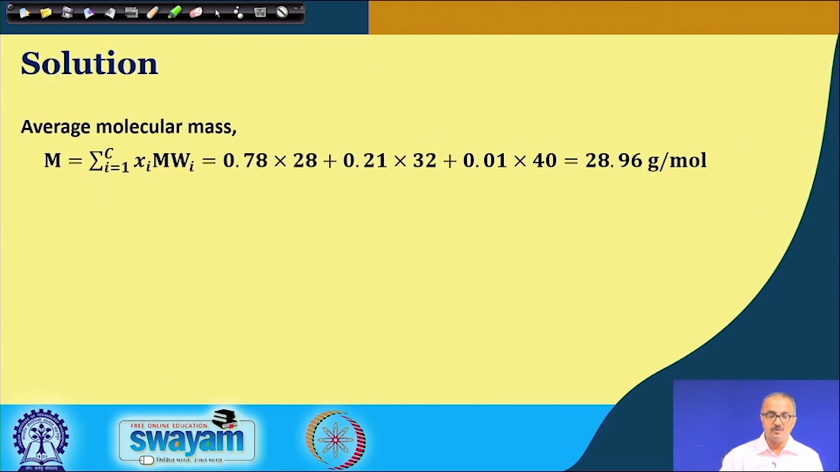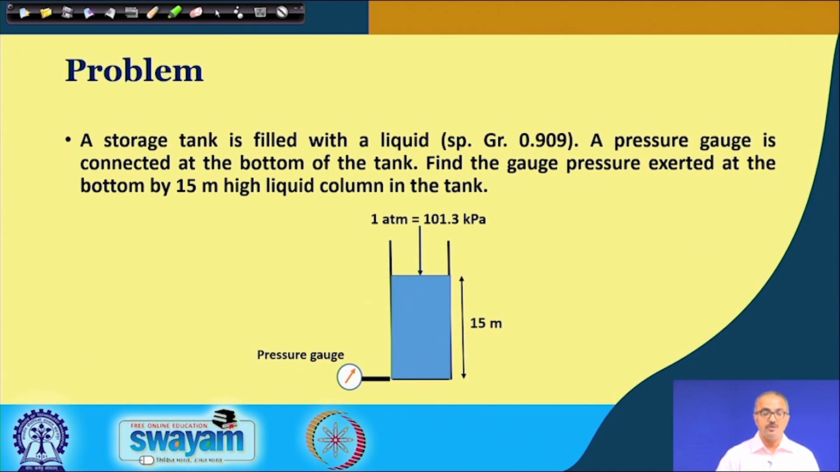Okay. So, these are the things we have learnt in this lecture: how to find the mole fraction, how to convert the coordinate system, and how to find the molecular mass of a mixture. Now, we come to another very common problem about gauge pressure. The problems I have shown in these lectures are not correlated; they are just a way of going back to our basics. Okay. So, here we have a problem.